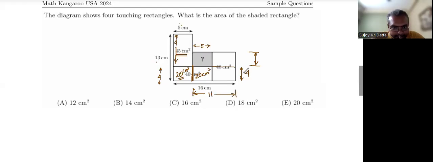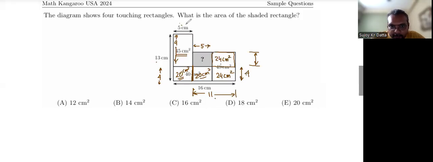So that means this is 4 times 11. So that's 44 square centimeters, of which this is 20. So this is the other 24 square centimeters. Now, since this was 48, this portion here would be 48 minus 24, which is also 24 square centimeters.